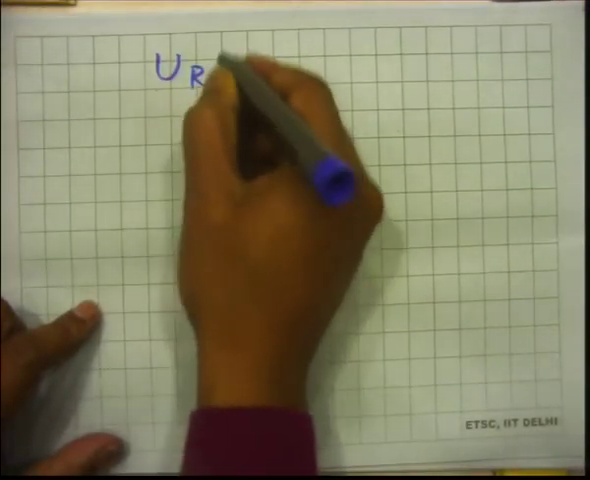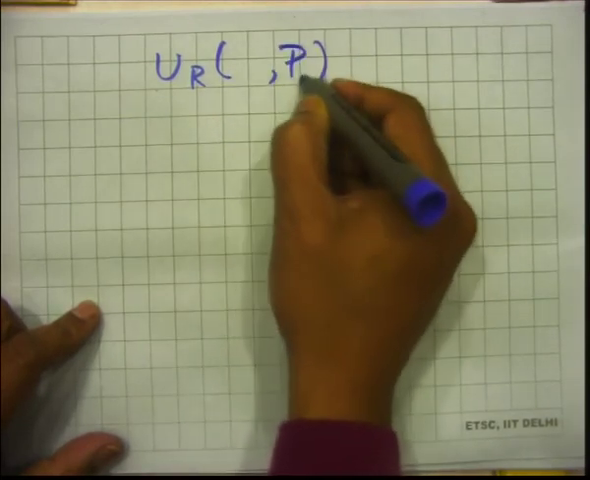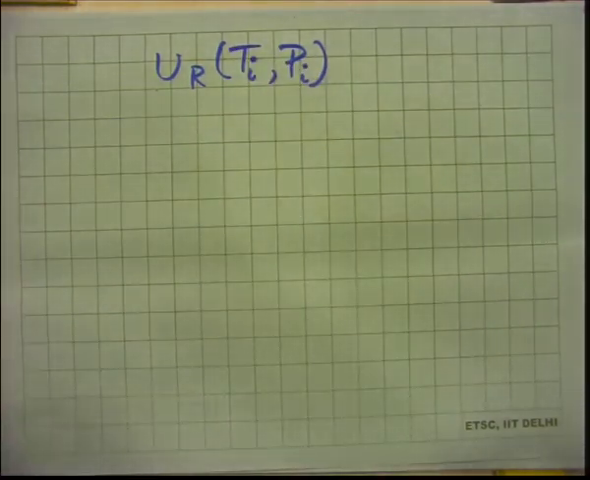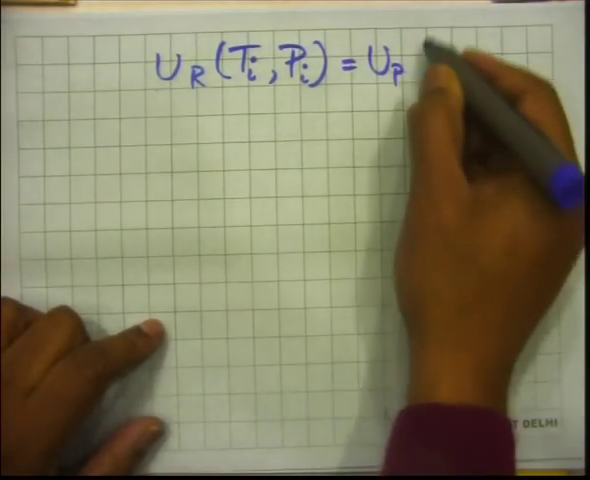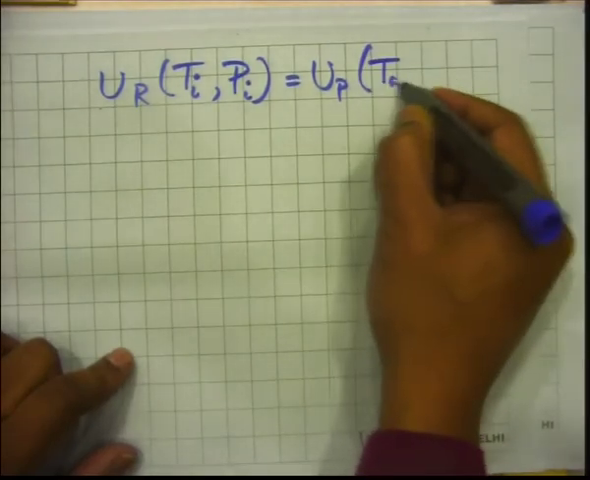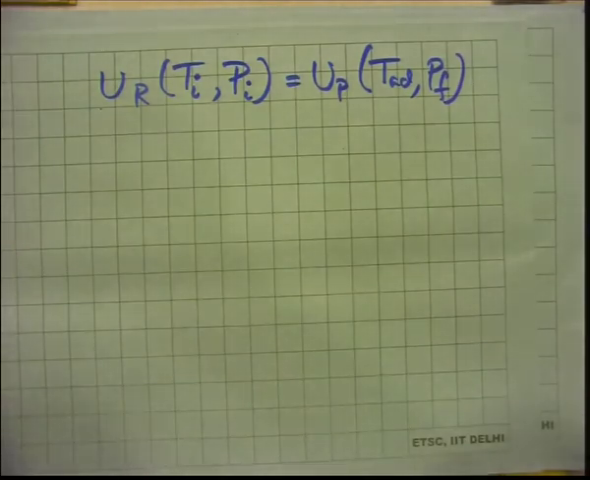So UR is a function of two things. It is a function of the initial pressure that you have, it is also a function of the initial temperature that you have, okay. And that is equal to UP, which is a function of, let us say, T adiabatic, and we will write a PF for the final pressure. T ad is T adiabatic. So there is now another adiabatic temperature, adiabatic flame temperature, that is for constant volume combustion.